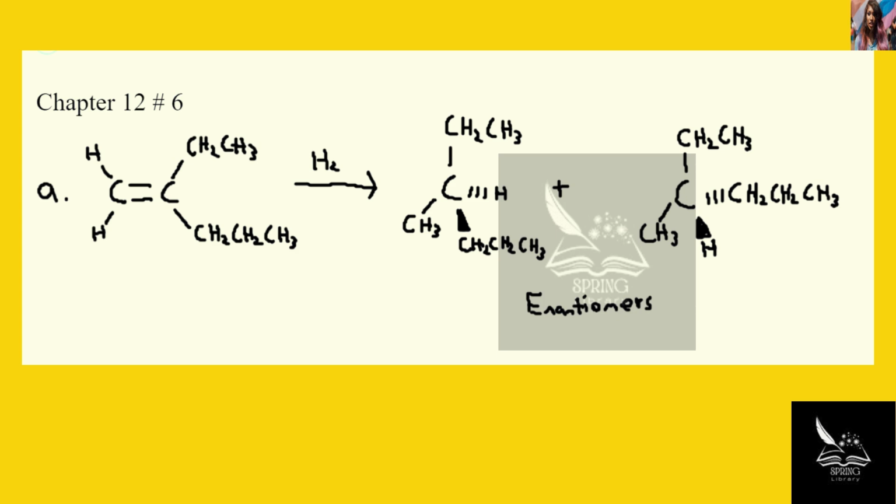All right, so this is chapter 12, problem number 6 of the Smith Organic Chemistry textbook. And this problem asks us to hydrogenate 3 alkenes, and this time to take into account the stereochemical consequences of this reaction. So for A here, we're hydrogenating the alkene on the left. And we're going to get a pair of enantiomers as products. And so I do just want to highlight.